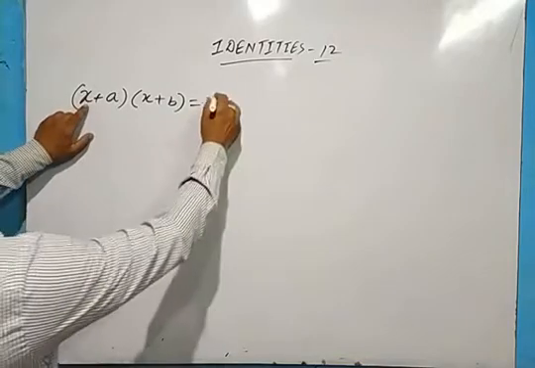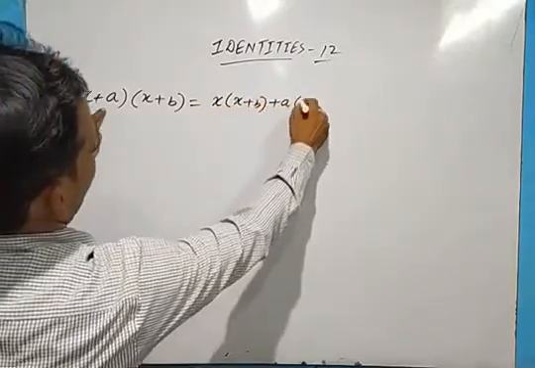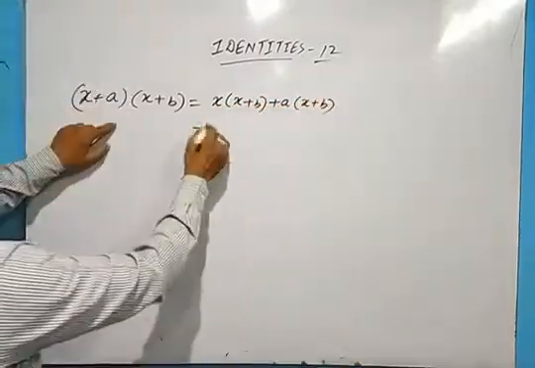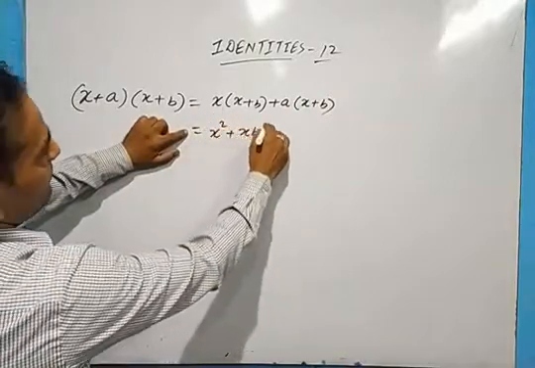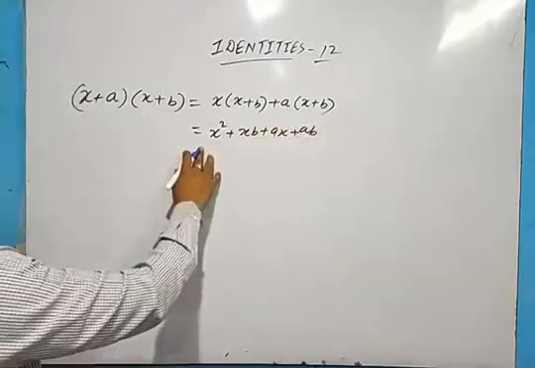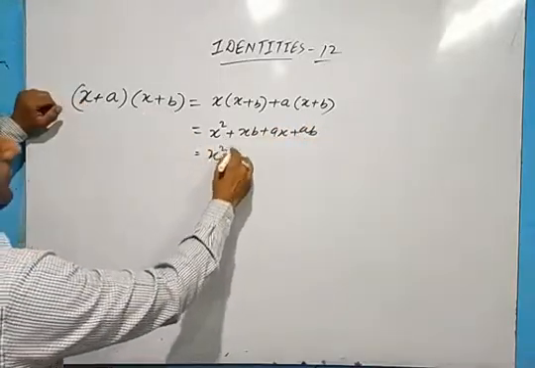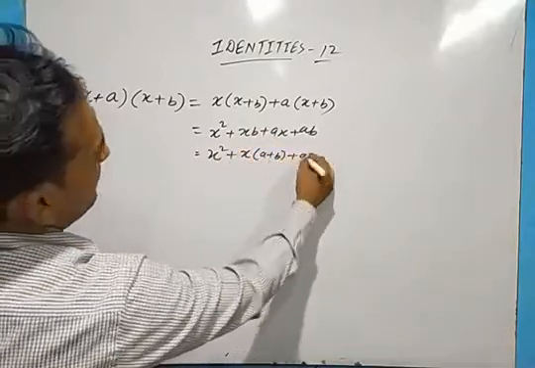See, x is multiplied by x + b and again a is multiplied by x + b. So what we will get: x into x, x squared, plus xb plus ax plus ab. So x squared, x is common, we can write (a + b) plus ab, something like that.